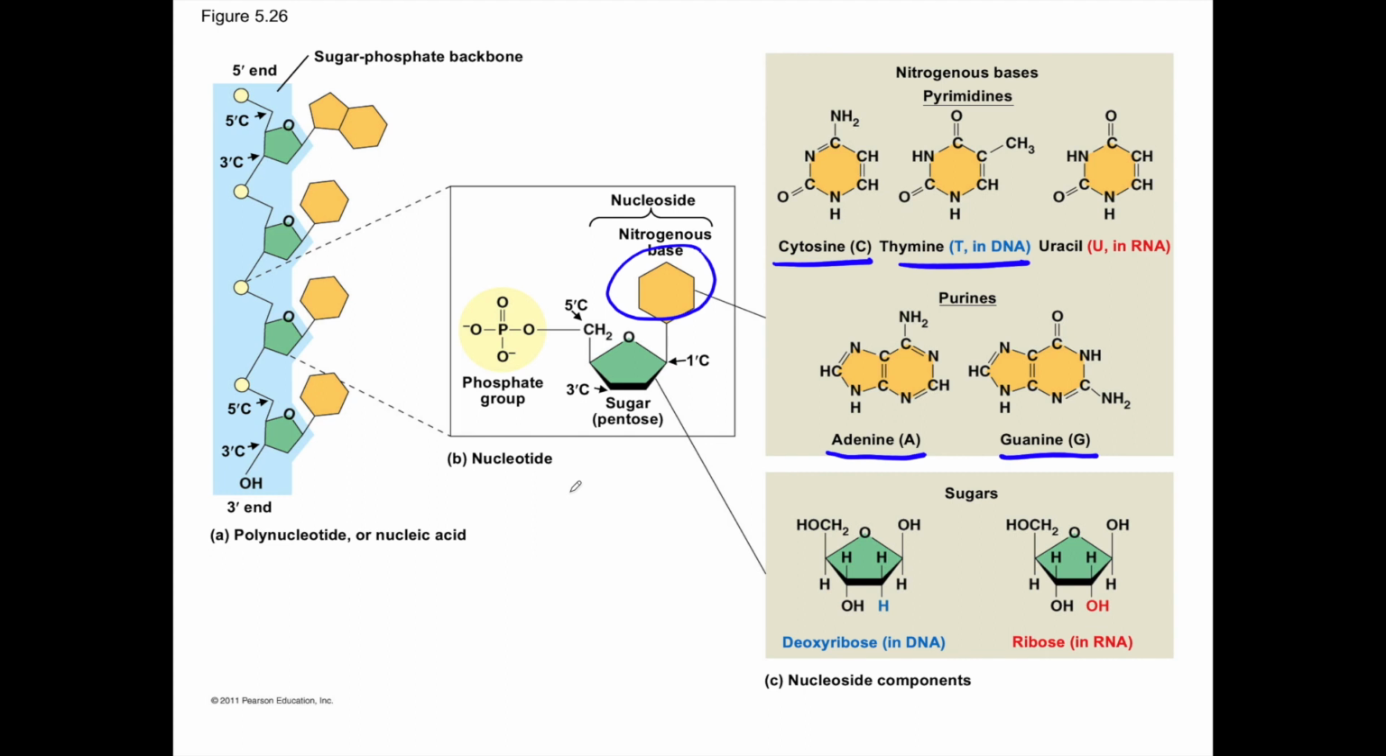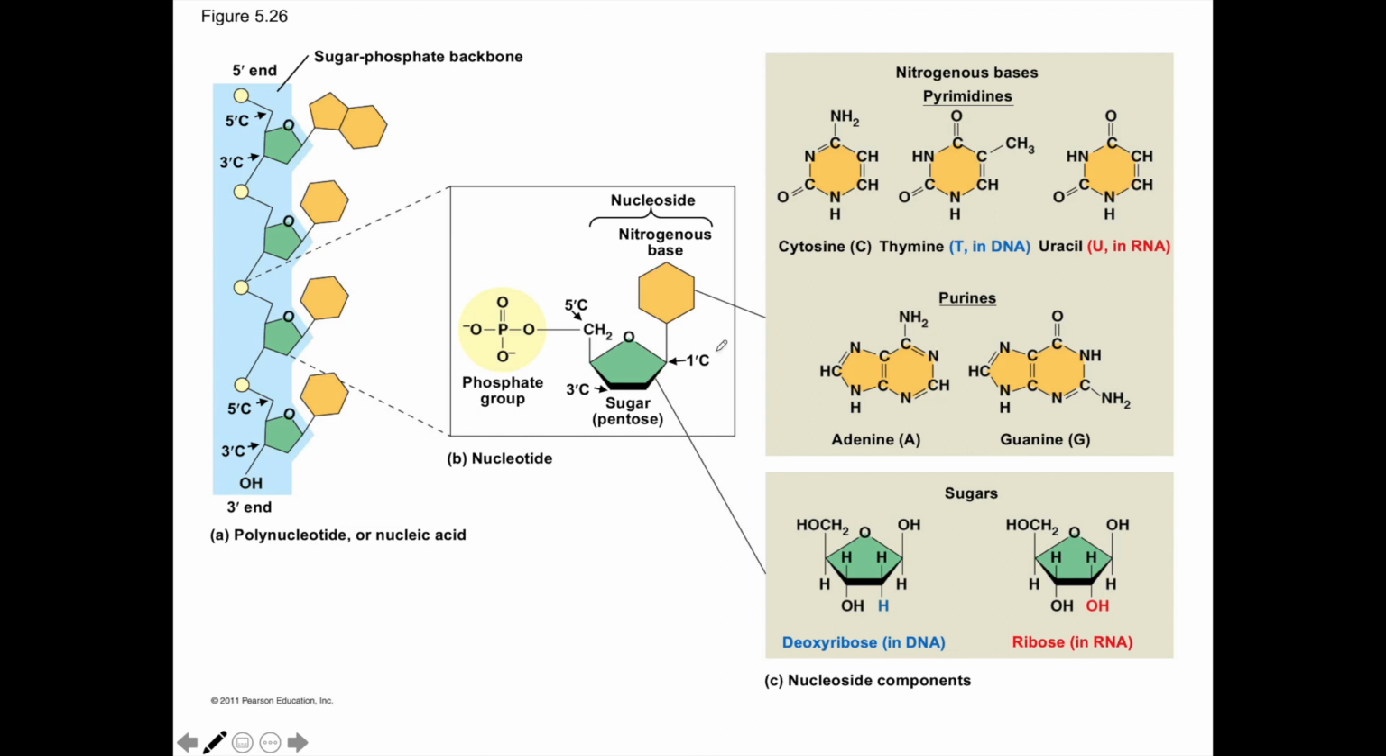Now, RNA is similar to DNA, but not exactly the same. Just like RNA has ribose instead of deoxyribose, some of the bases are different. So in RNA, you have the base A, G, and C, just like in DNA, but RNA does not have the base T. In place of the base T, RNA has the base U, uracil. So that's another difference between DNA and RNA. DNA has the base T, RNA has the base U.